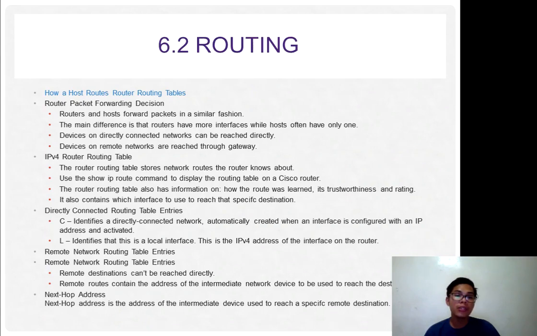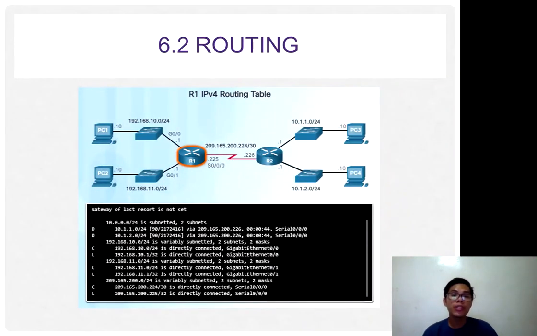Directly connected routing table entries: C identifies the directly connected networks, automatically created when an interface is configured with an IP address and activated. L identifies the local interface, which is the IPv4 address on the interface of the router. Remote network routing table entries: a remote destination can be reached through a next hop. This is an example of an IPv4 routing table.